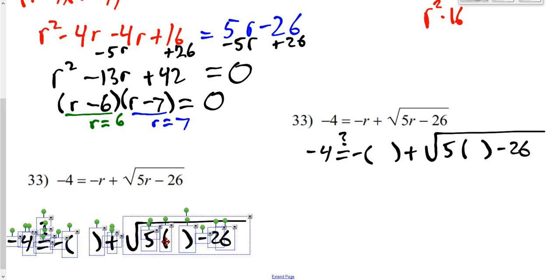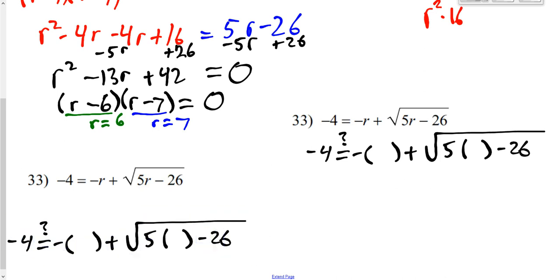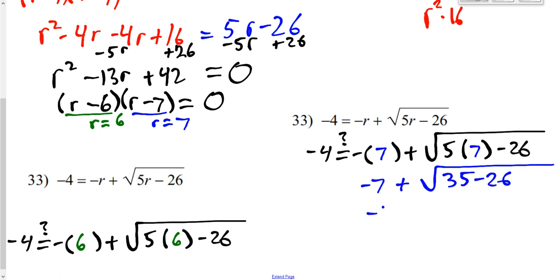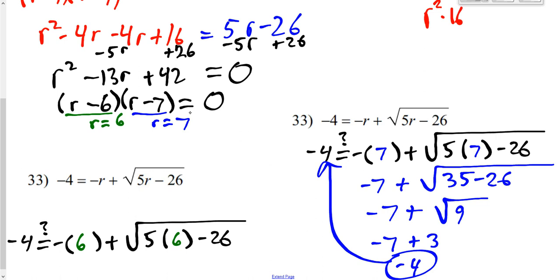Sorry about all that. So I'm going to take my green 6 and plug it in. So I'll plug 6 here, plug 6 here. I'll take my 7 and plug it in. I'll plug in a 7 here and I'll plug in a 7 here. So this is a negative 7 plus the square root, and then it's a 35 minus 26, which is a negative 7 plus the square root of 9, which is 3. When I add these together I get negative 4. So that matches this, so the 7 works.